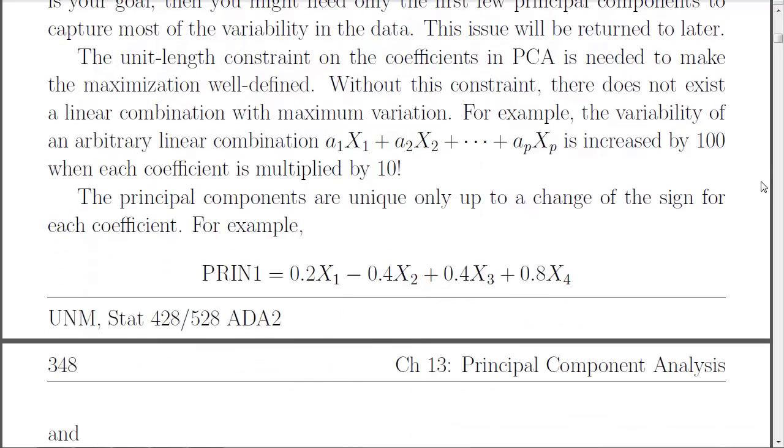All right. So we need the unit length constraint of the A vector just to make the maximization well defined, because you could scale all the A's by the same number and get different coefficients, but all in the same direction. So sort of a minor point.